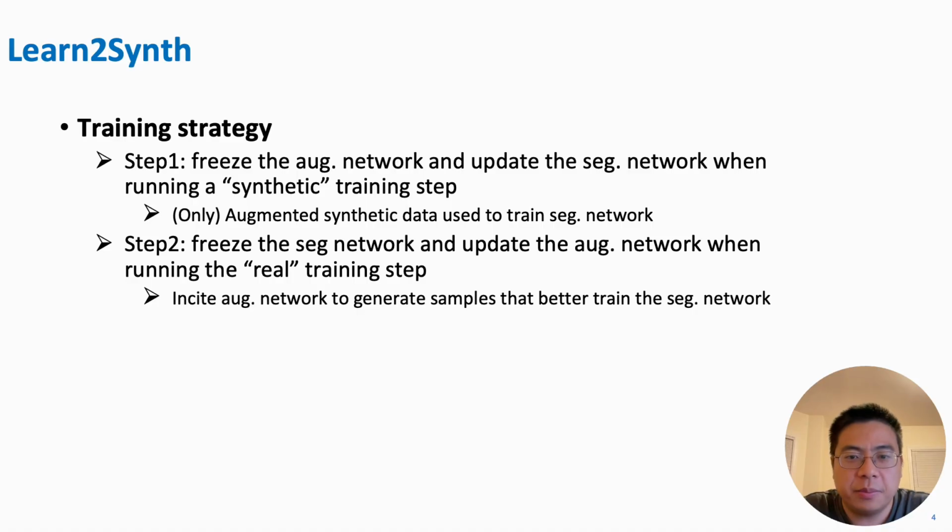Our training alternates between two steps. Step 1, we freeze the augmentation network and train the segmentation model on synthetic images. Step 2, we freeze the segmentation model and update the augmentation network using feedback from real data. This bi-level loop implements a hypergradient optimization where the augmentation network indirectly learns from real data performance.